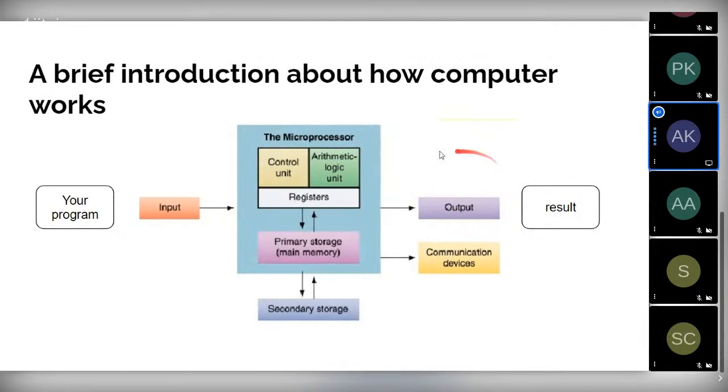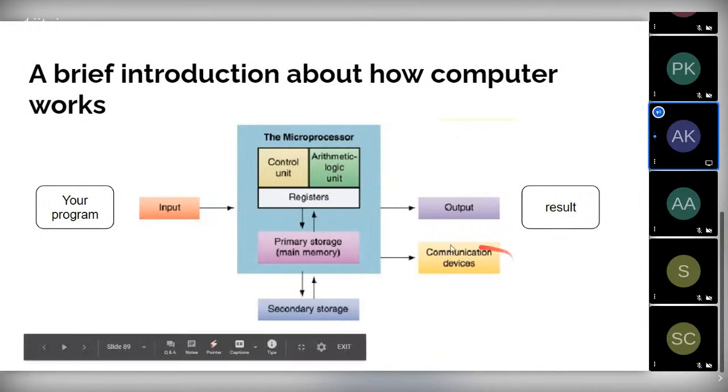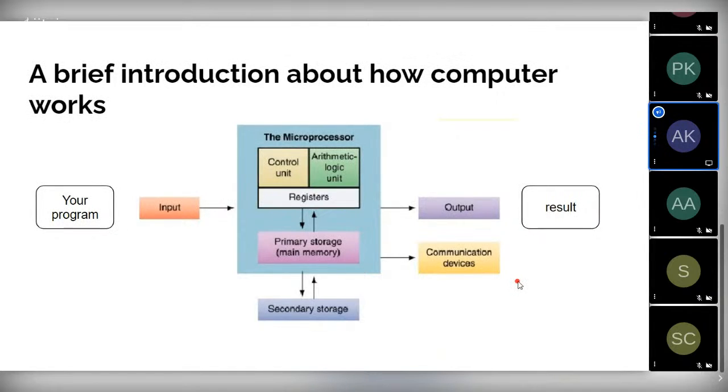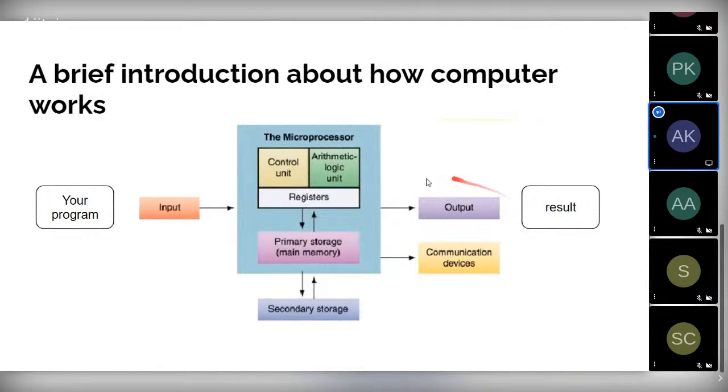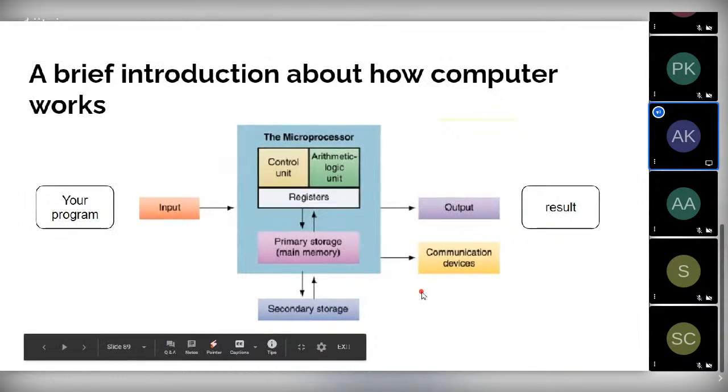The output can be on your screen or communication devices. What are communication devices? Suppose your computer is connected with some radio or some other thing, then the data will be passed to the communication device. In this case, you can see the output on the screen or on some communication devices. Is this clear to everyone?